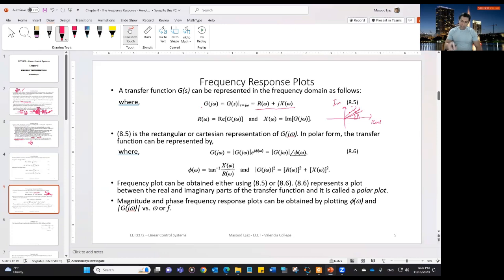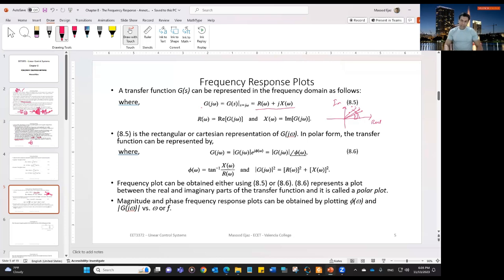So this plot is real versus imaginary, if you're plotting the output or transfer function: the real part of the transfer function versus the imaginary part of the transfer function, or the magnitude of the transfer function versus phase of the transfer function, at what phase that magnitude exists.